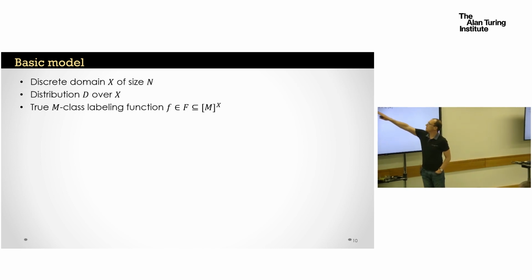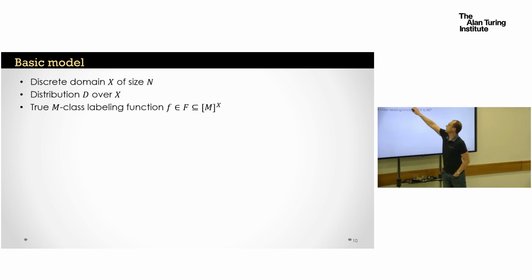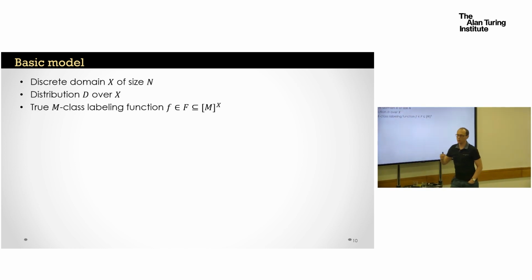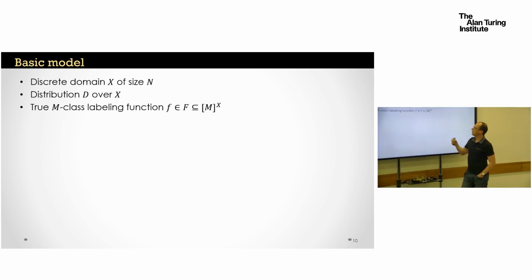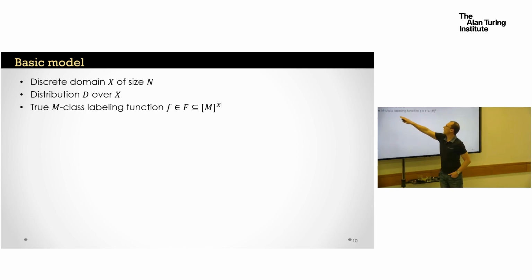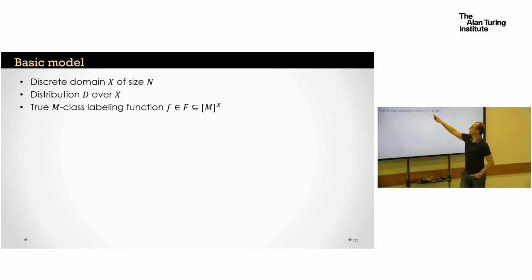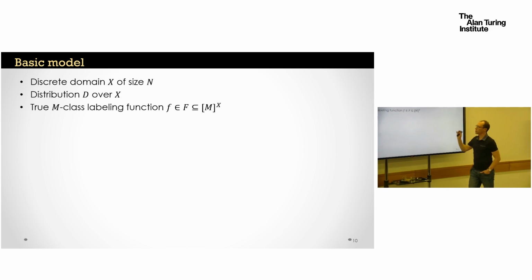We'll have some discrete domain X, which will have size capital N. So each point corresponds to a subpopulation, but in this case, it's just a discrete single point. And we'll have some distribution D over that domain. And we'll also assume that there is a true labeling function f, which belongs to a class capital F, again, for an M-class classification problem. You can just think of a binary case. It's not very important.